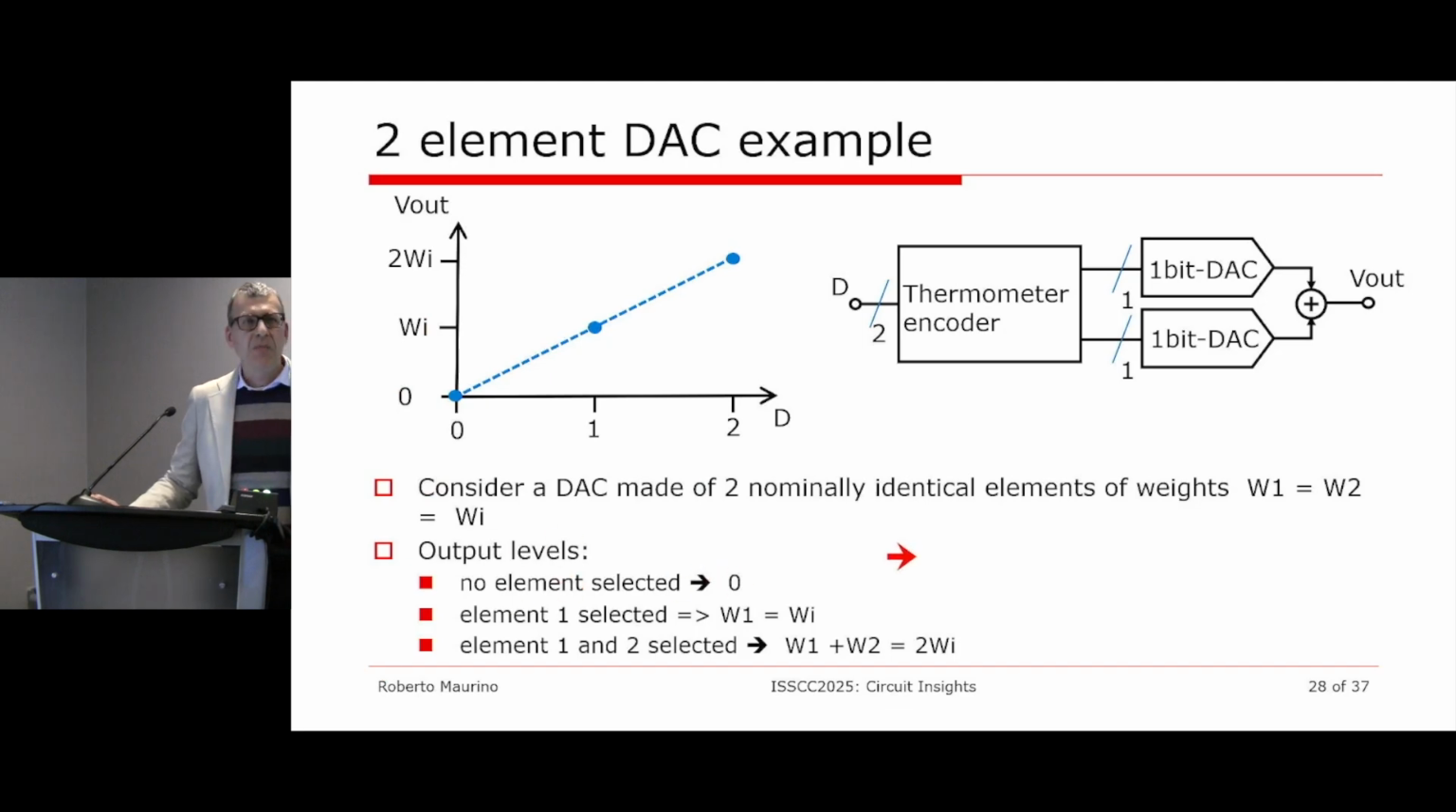So let's start with the simplest multi-bit DAC, which is just a 2-element DAC. So we have the 2 elements, we add them together, and here is the transfer function that we expect from an ideal 2-element DAC. So we have 3 possible input codes, 0, 1, 2. At 0, we don't select any elements. The output is 0. At 1, we select 1, and we get an ideal weight of WI because the DAC is ideal. And then here we get 2. So all these points sit on a straight line. The DAC is linear. Everything is good in an ideal world.